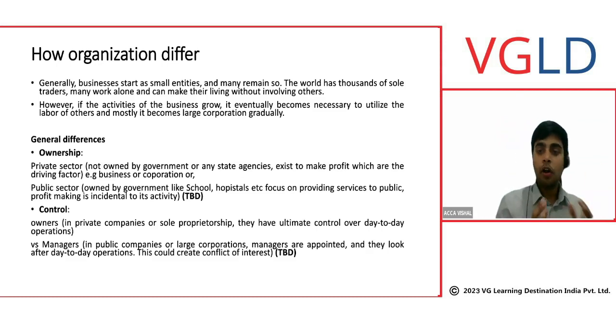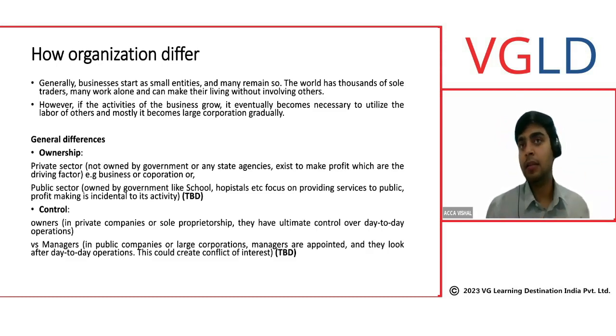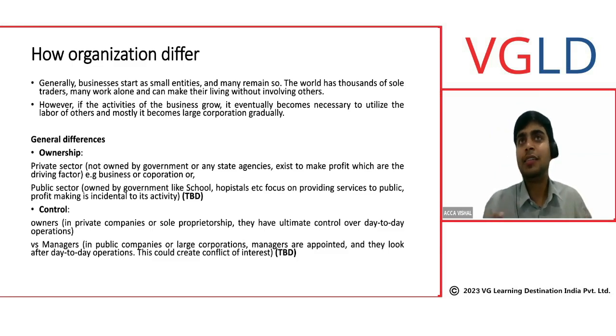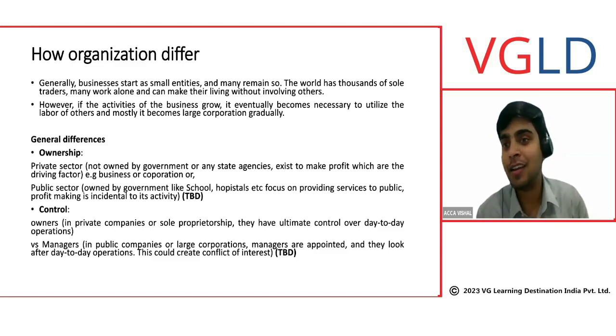So an organization can be anything. As I mentioned, a trade union is also an organization. A union is basically a group of individuals. A corporate society is basically not for profit.